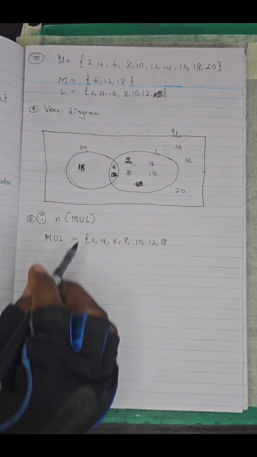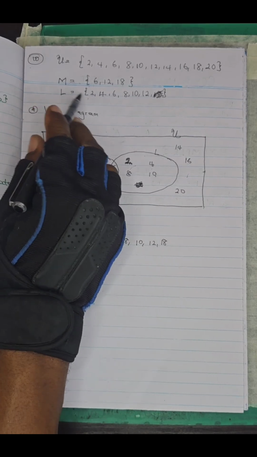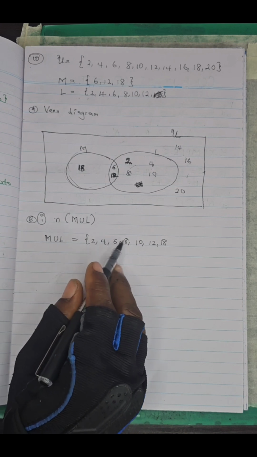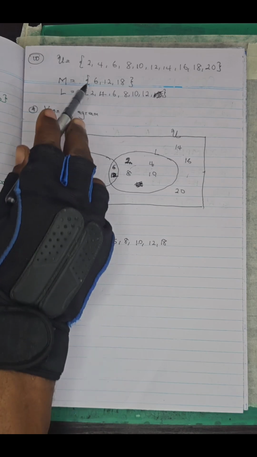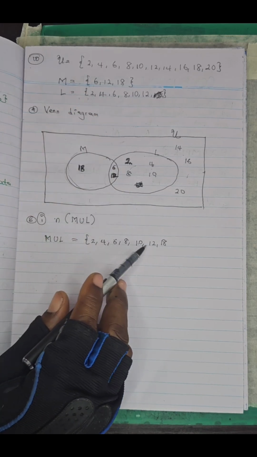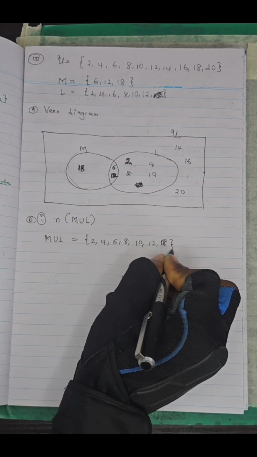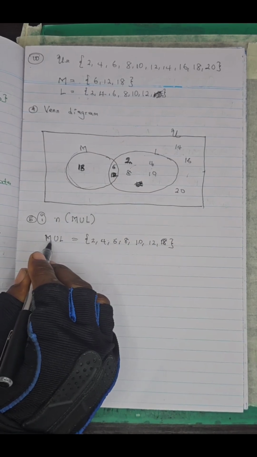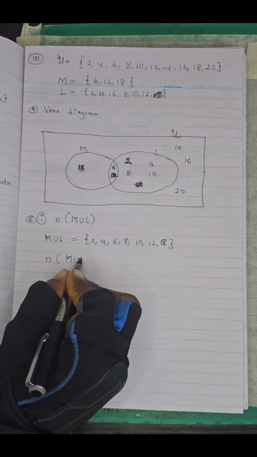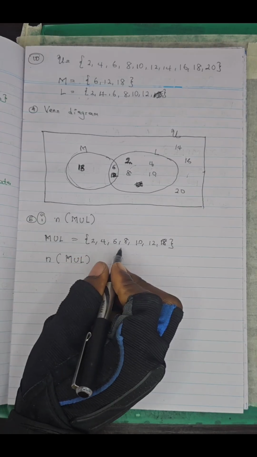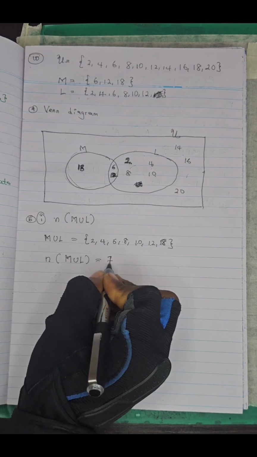Sorry for that error. So when we come back here, we have M union L. My L will be 2, 4, 6, 8, 10, 12. I'm stopping at 12. So go to M. 6 is here, so no repetition. 12 is here, so no repetition. 18 is not here, so write 18. This is our M union L. So where we are being told to find the number of M union L, we now just count the elements in this set, which is 1, 2, 3, 4, 5, 6, 7. So your answer is 7.